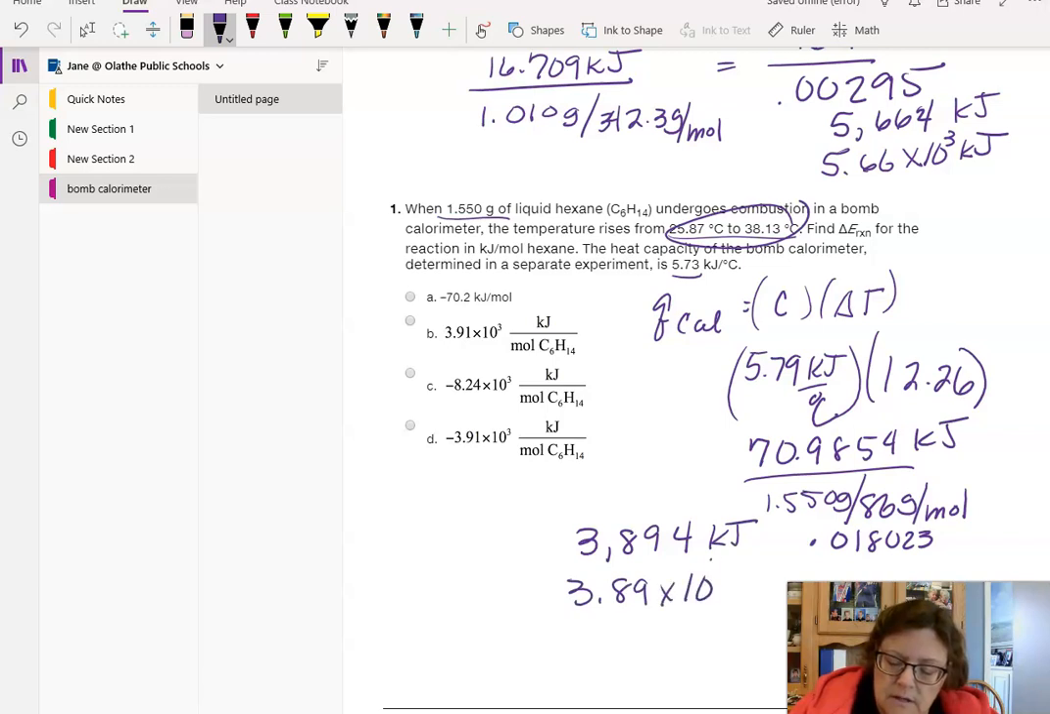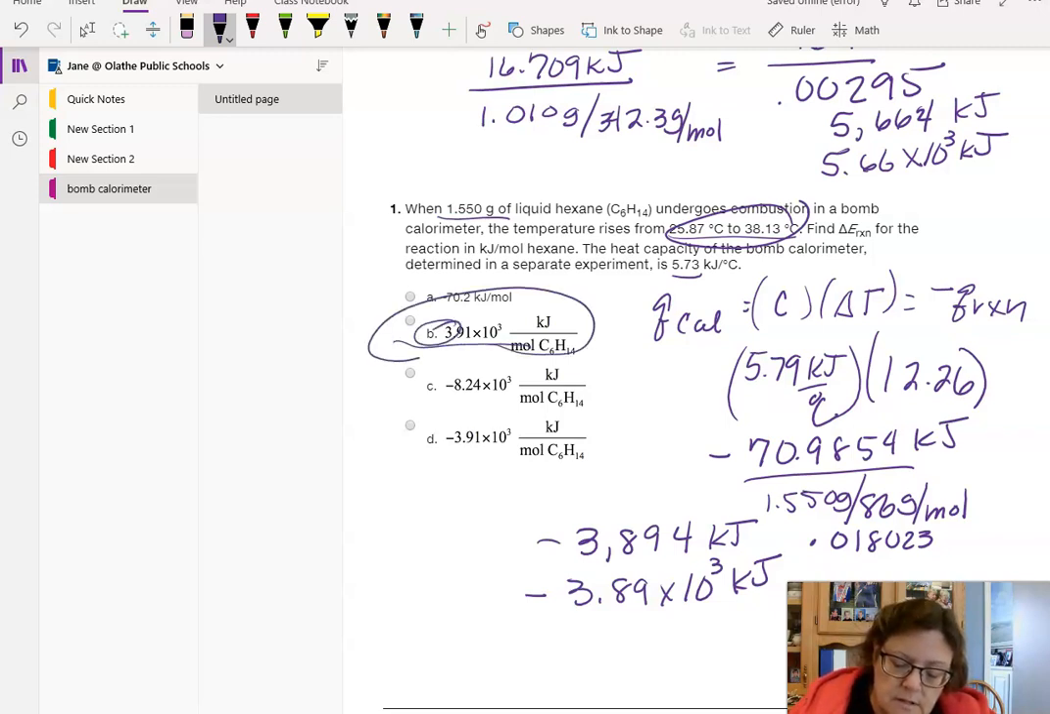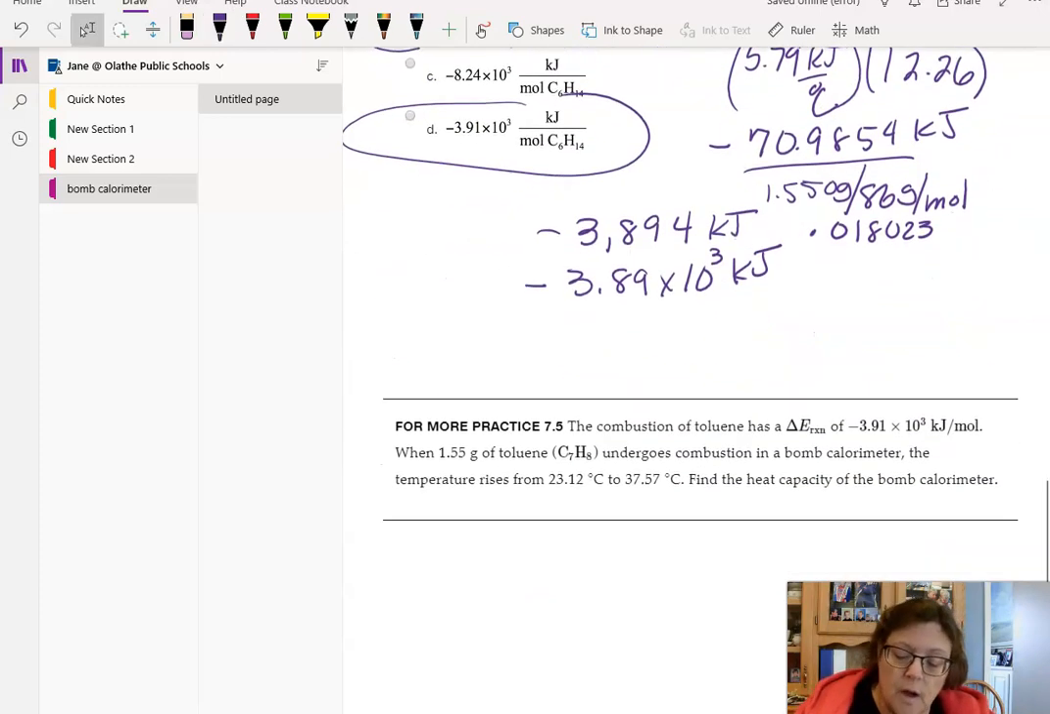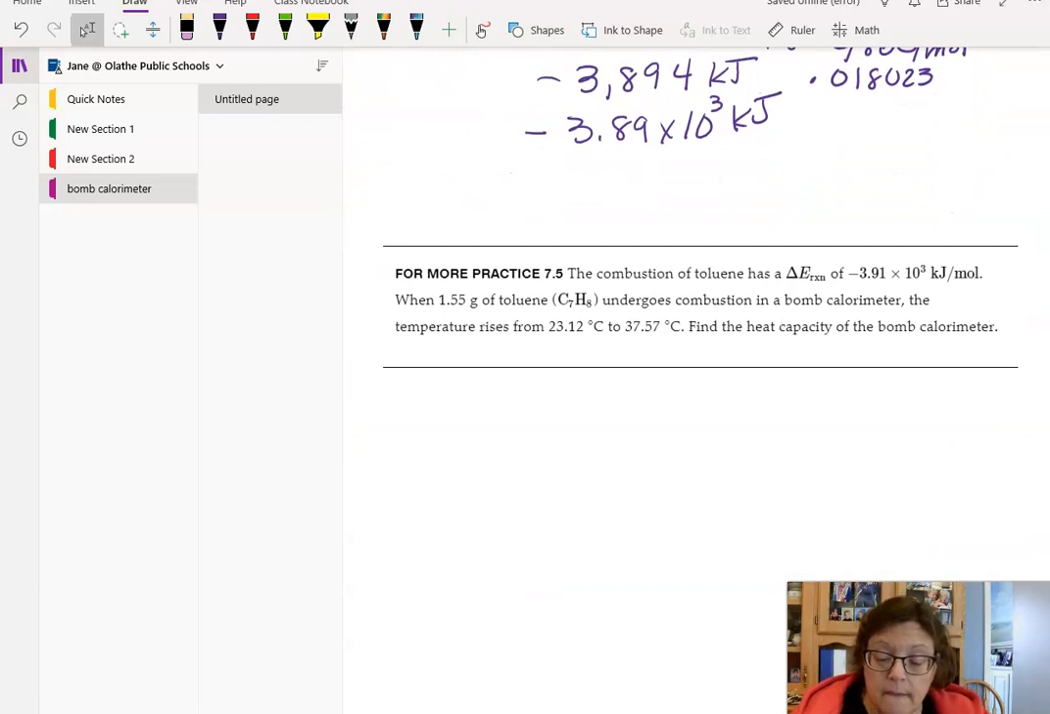3.89 times 10 to the third kilojoules, and it's negative because remember this is going to be equal to the Q of the reaction. So this is a negative number, so those are negative numbers. So does that work? Yeah, it's pretty close to this guy, except he's missing the negative. So really that's the right answer there. These are right out of that online book.